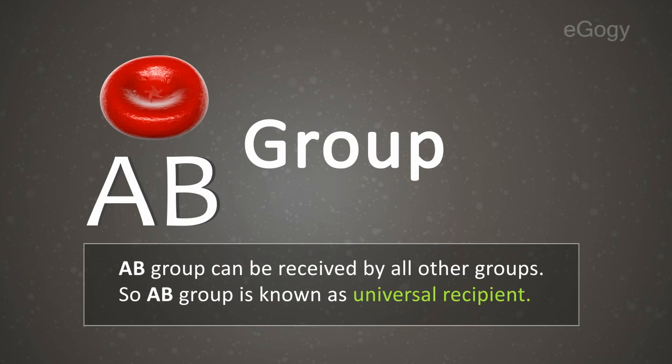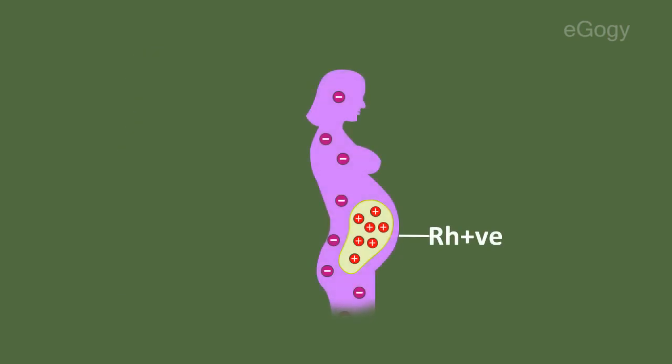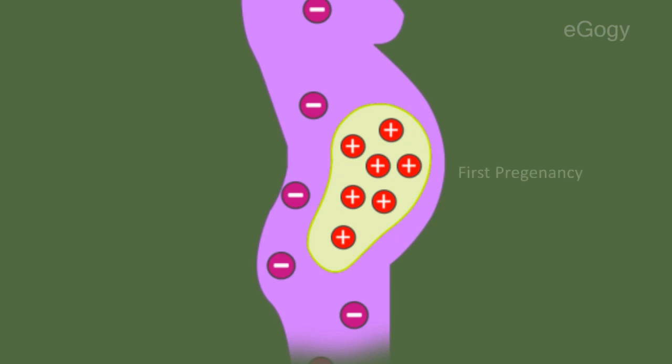Now let us examine how the Rh level influences a pregnant woman and her unborn child. Rh incompatibility occurs when an Rh negative mother is impregnated by an Rh positive father. If the mother is pregnant with her first baby, Rh incompatibility is not as much of a concern.